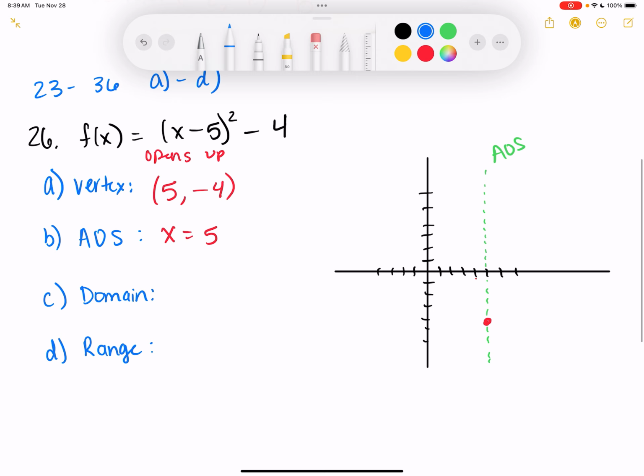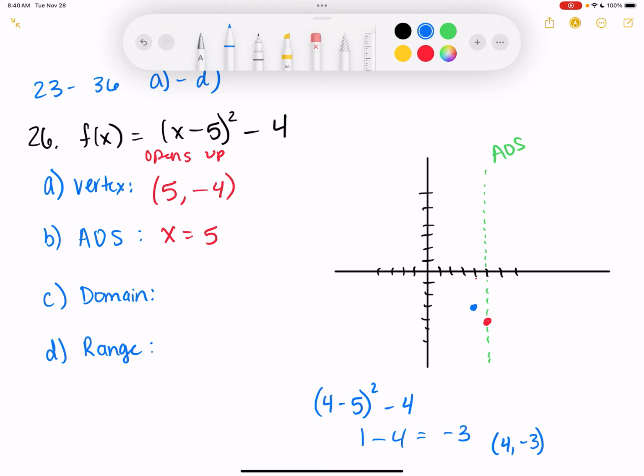If we picked 4, then I would have 4 minus 5 squared minus 4. So 4 minus 5 would be -1 squared, which is 1, minus 4. So that's going to be -3. So I have another point at 4, -3. So 1, 2, 3, 4, -3.